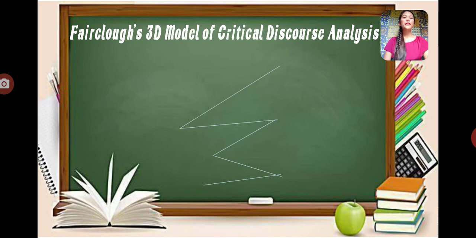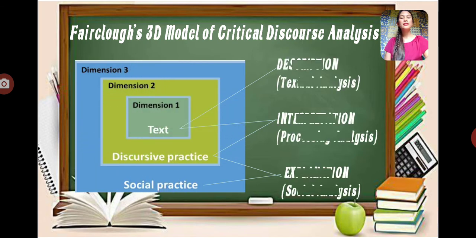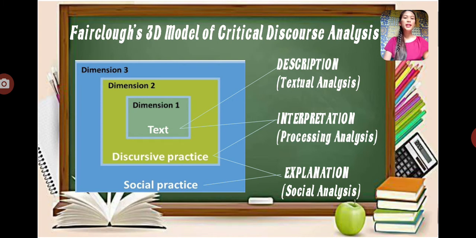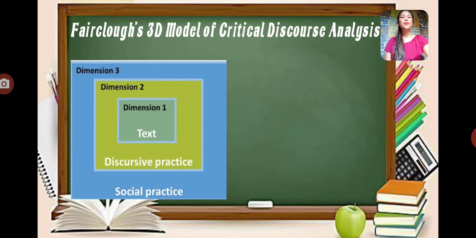So we have Fairclough's 3D model of critical discourse analysis. The first dimension is the text, the second dimension is the discursive practice, and the last dimension is social practice. First we have to discuss the first dimension, which is the text.